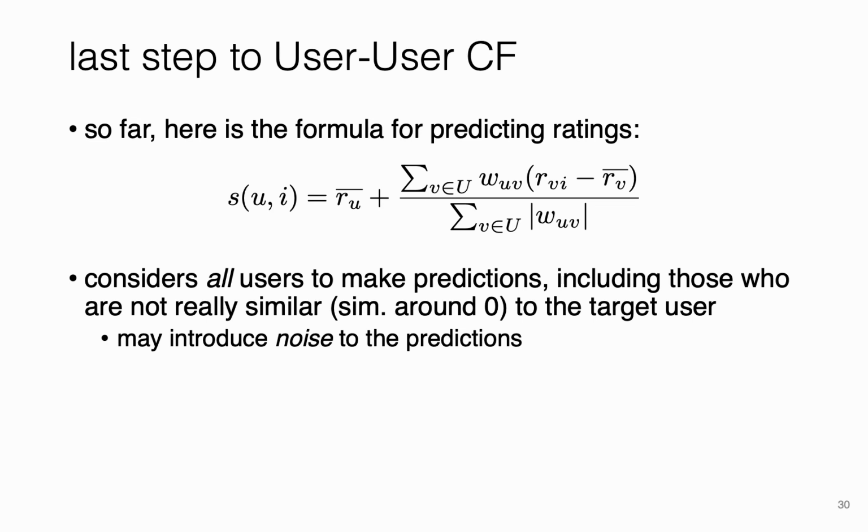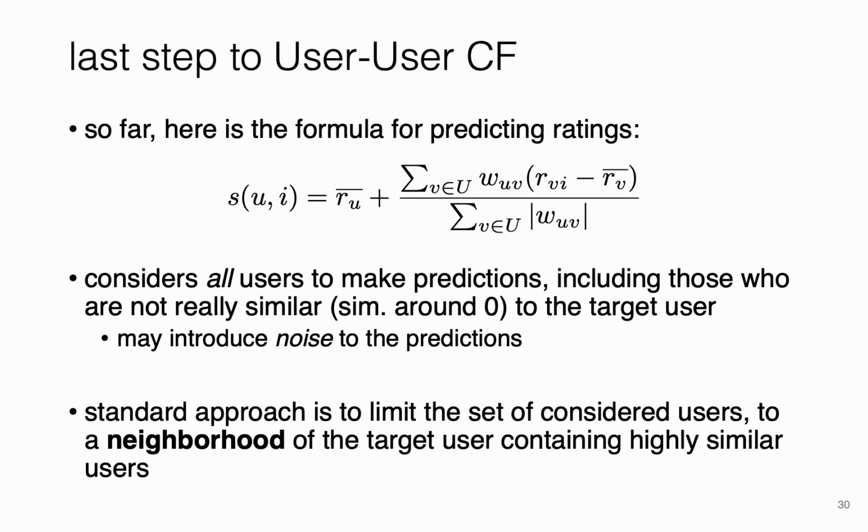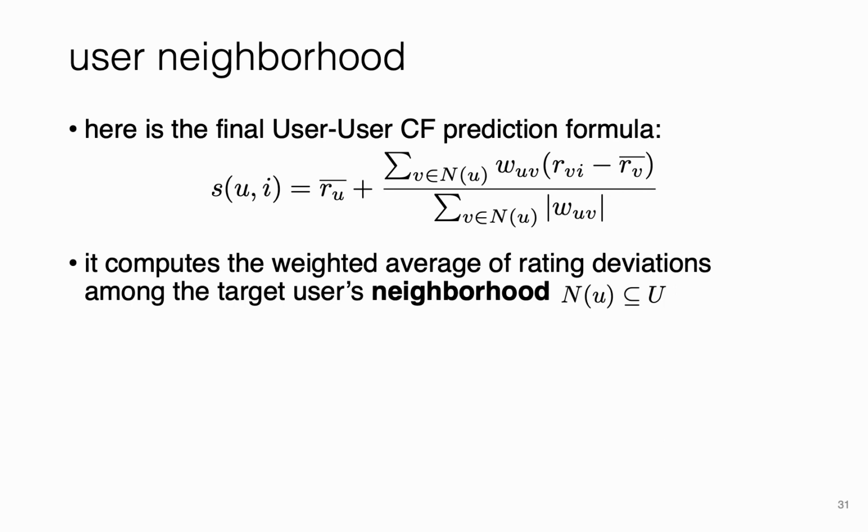A standard solution is to limit the set of users in the sum to a small neighborhood of users who we expect to be more useful in predicting the ratings. We denote as N(u) the neighborhood of target user u. So the prediction simply changes to the weighted average deviation in the neighborhood. This is also the reason why this user-to-user approach is also called user neighborhood collaborative filtering.